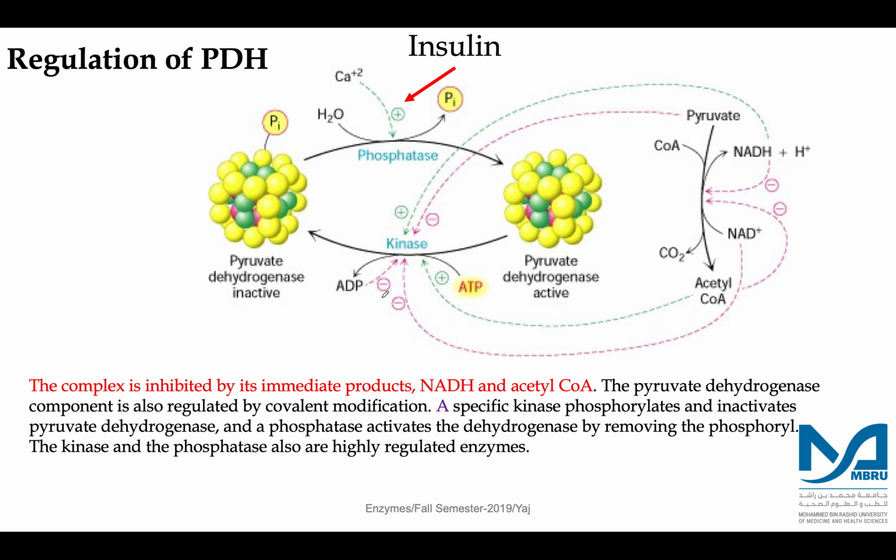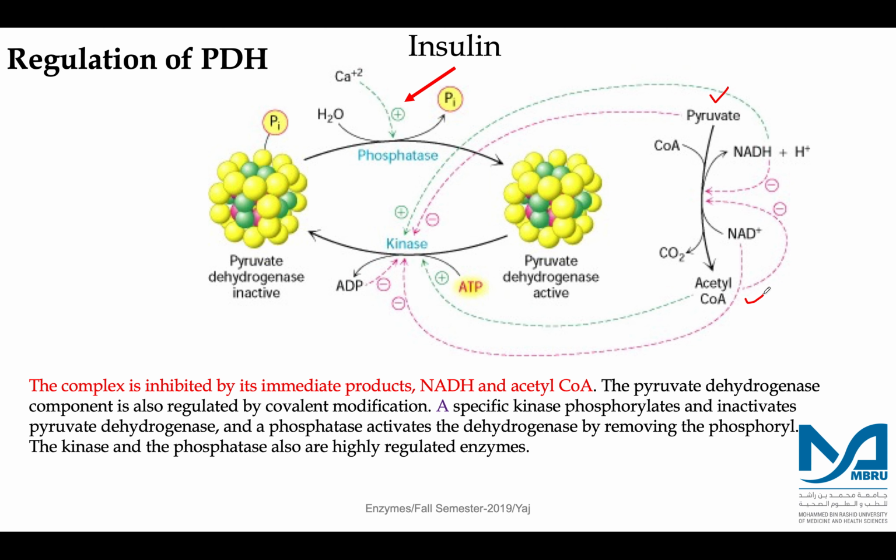Now, many a times we are asked about the effect of insulin on the citric acid cycle. In order to understand this, we need to first look at the pyruvate dehydrogenase complex. You already know that it's a modular enzyme. You already know that it uses an assortment of cofactors, and it is responsible for the conversion of pyruvate to acetyl coenzyme A.